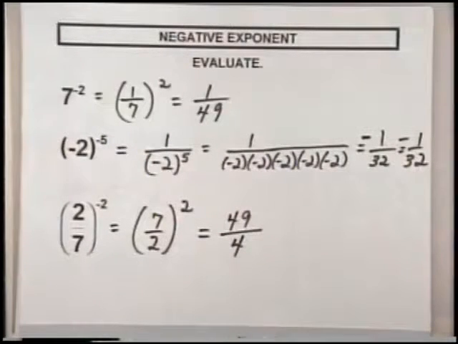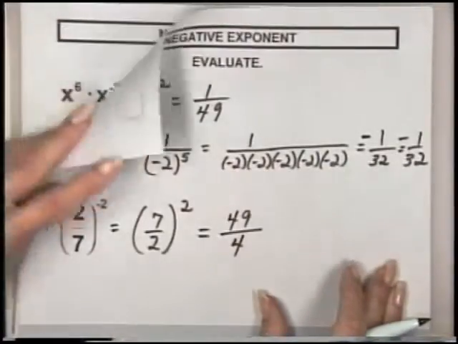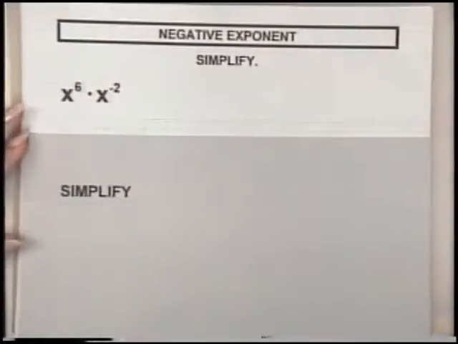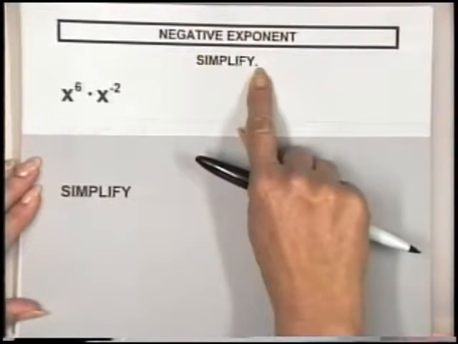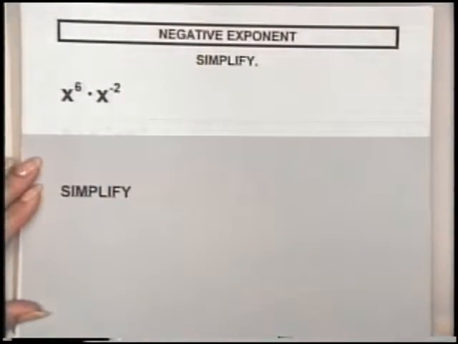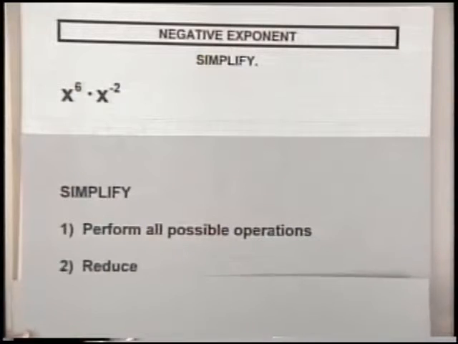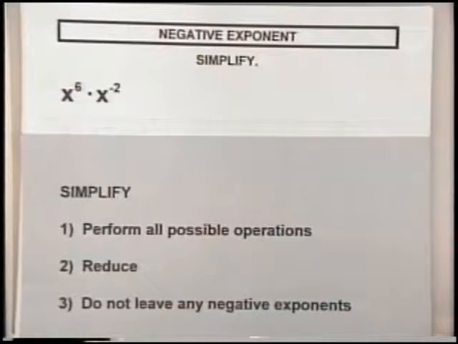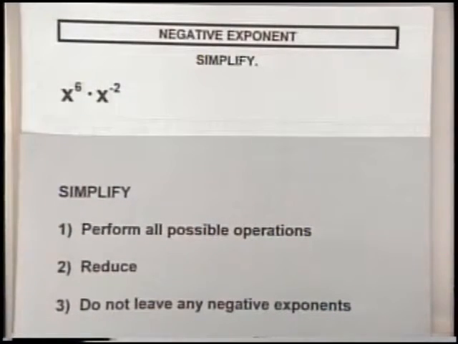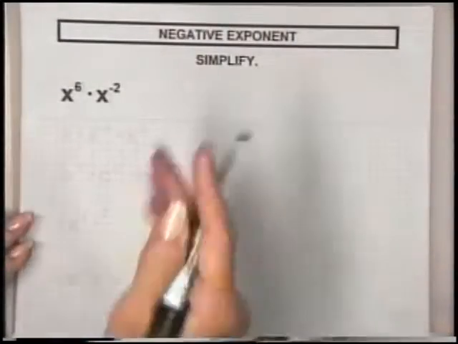Now, let's look at variables raised to negative powers. Usually when we raise variables to negative powers, the instruction is simplify. What we mean for you to do when we simplify is to perform all possible operations, be sure that you reduce to the lowest terms, and do not leave any negative exponents. Now, you do not have to simplify using this order, but just be sure that with your final answer that you have done all three of these things. So let's begin with this first problem.